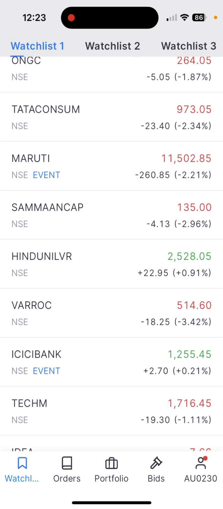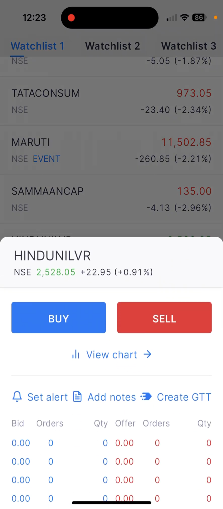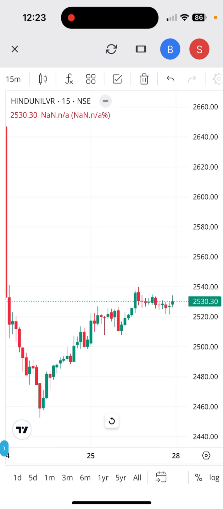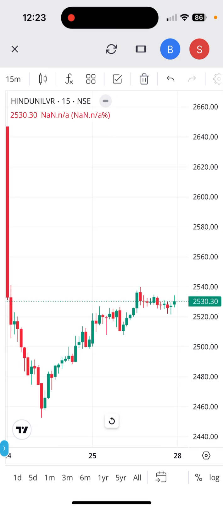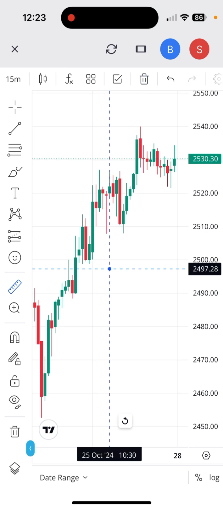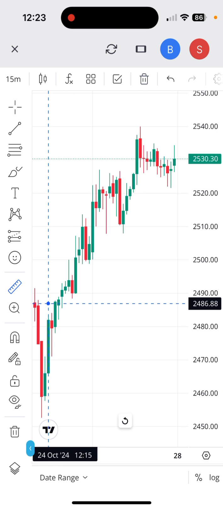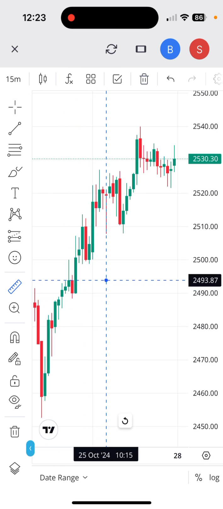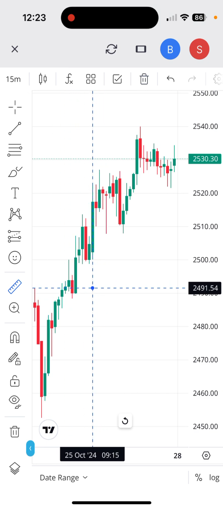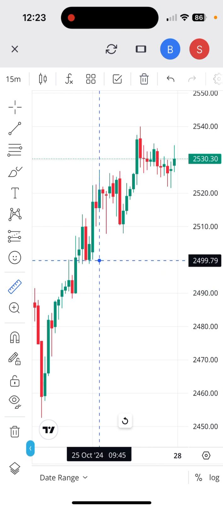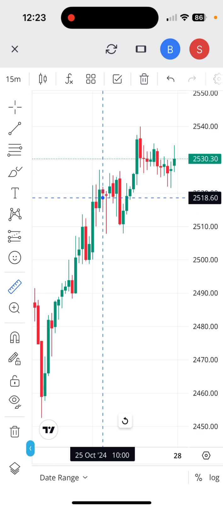Now, Hindustan Unilever. Check this one out. Hindustan Unilever was on the positive side. Okay, let me take out the measurement tool. It is here that we check this one out. This is the 9:15 candle. This is the 9:45 candle. It reached the 9:30 candle, so we would have sold the put.